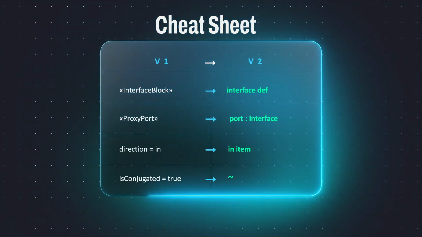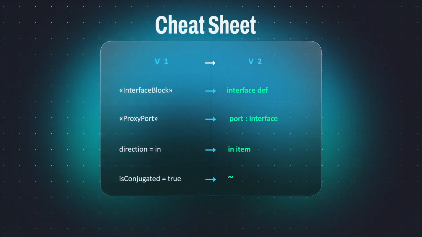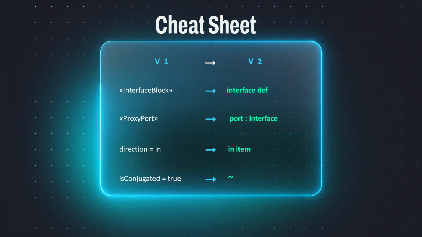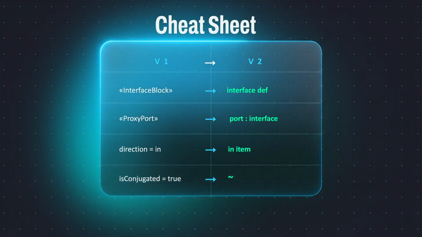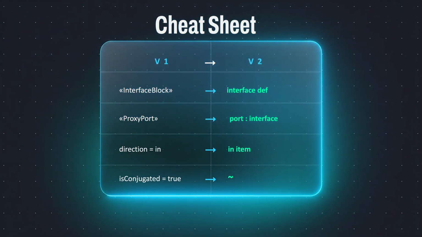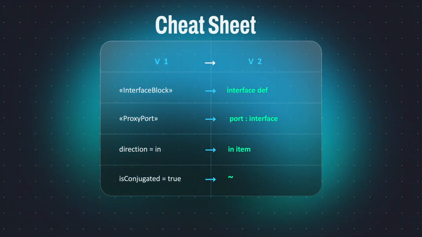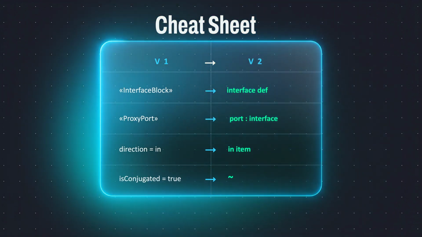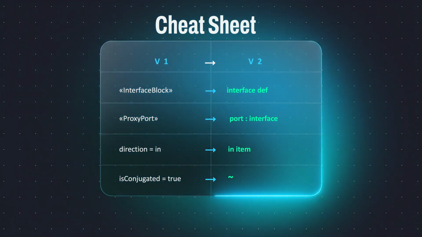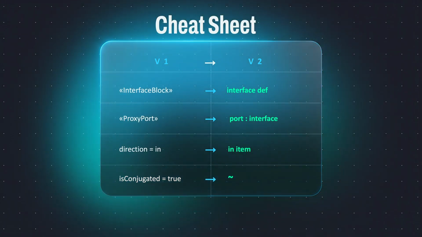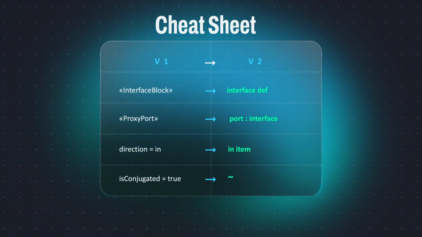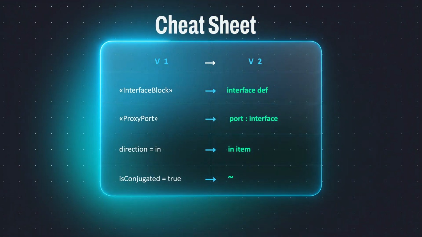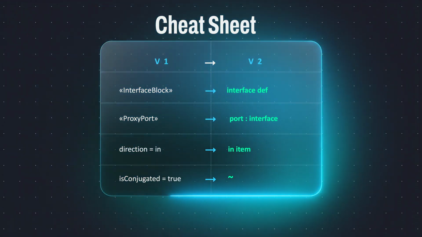Before we wrap up, here is a quick side-by-side recap with V1. The interface block stereotype in V1 is replaced by interface def in V2. The proxy port in V1 becomes a port typed by an interface in V2. A flow property with direction equals in V1 is now written as an in item, a proper interaction feature. And the is conjugated equals true property in V1 is replaced by the clean native conjugation operator tilde.